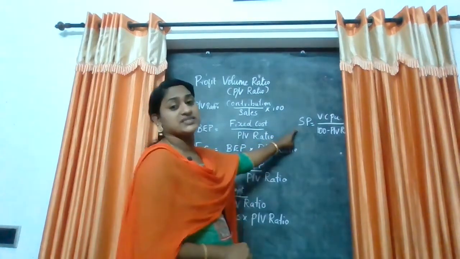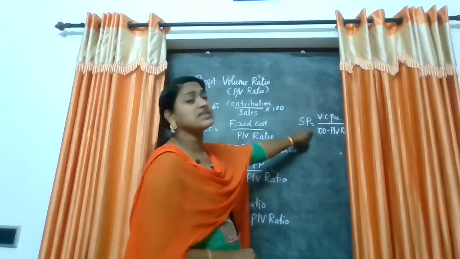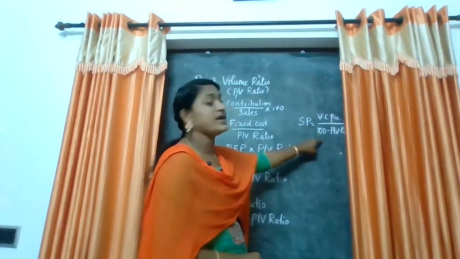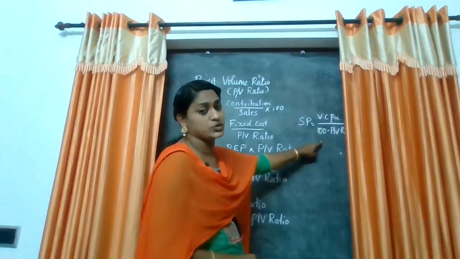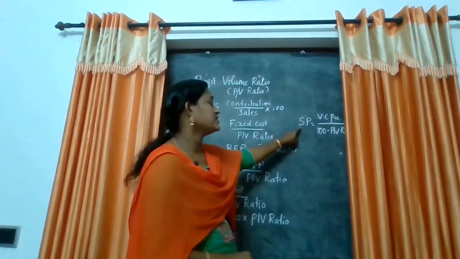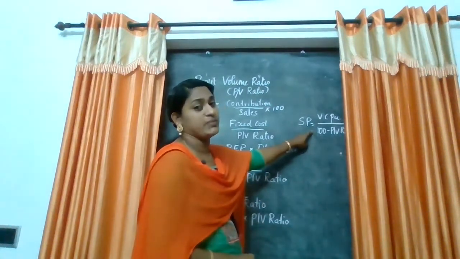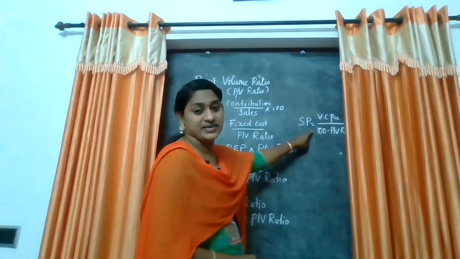We can find selling price. Selling price is equal to variable cost per unit divided by (100 minus PV ratio).